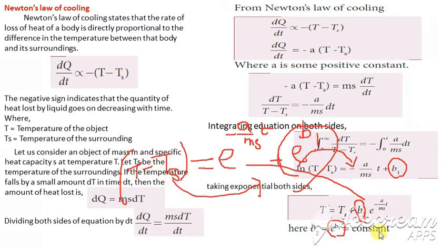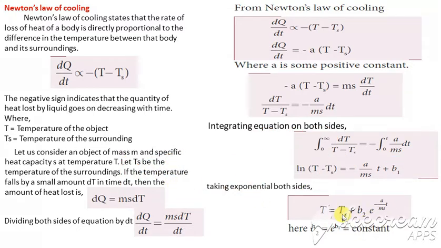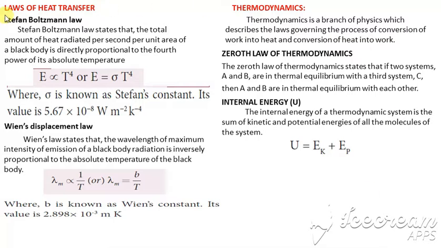Here we have minus Ts. When you are bringing to the other side, it becomes plus Ts. Okay, so T is equal to Ts plus B2 into e to the power of minus A divided by ms into T. Here B2, which is equal to e to the power of B1, is a constant value. Okay. Next we are going to see the laws of transfer of heat.